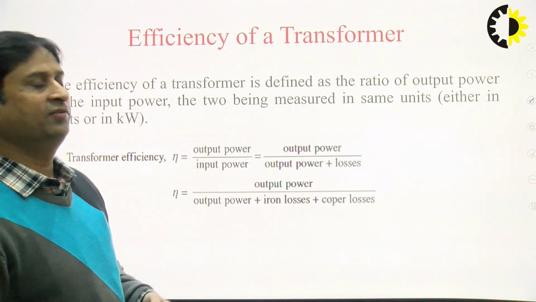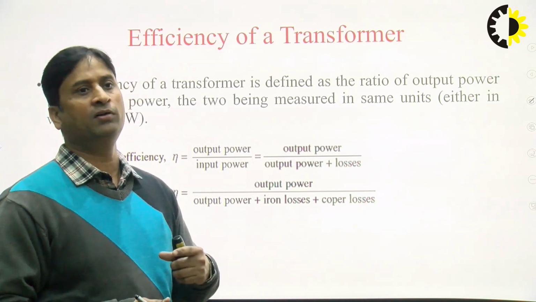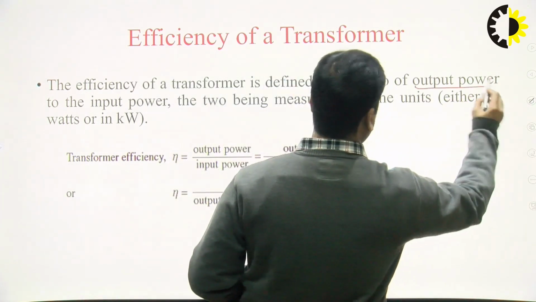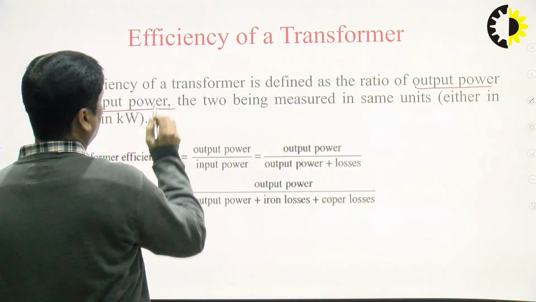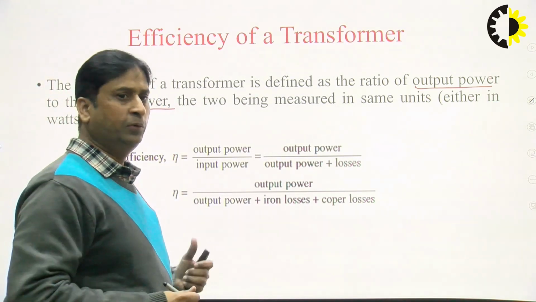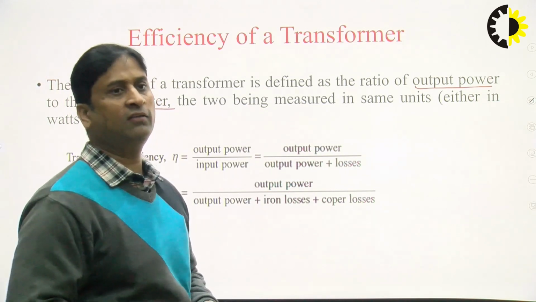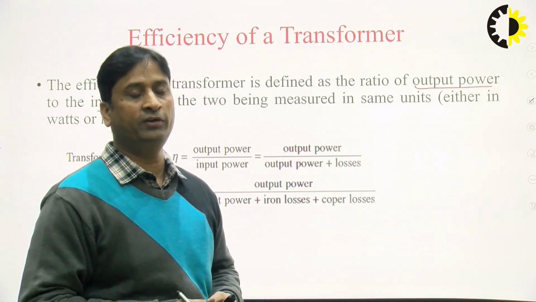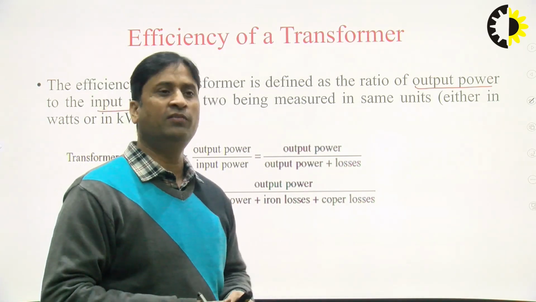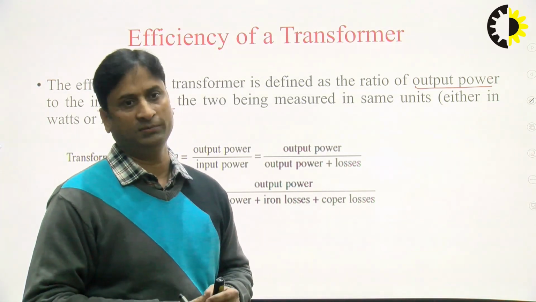We all know that the efficiency of the transformer is defined as the ratio of output power to the input power. The input is given by output plus losses. The transformer has some losses because we are talking in terms of an actual transformer, not the ideal transformer where we generally ignore the losses, but here we will consider the losses in a transformer.